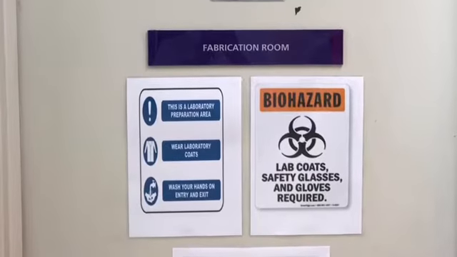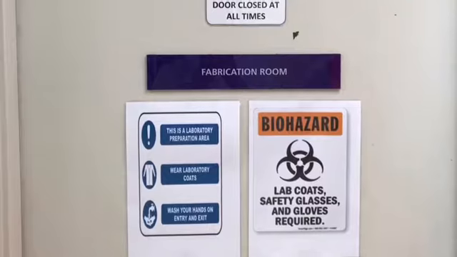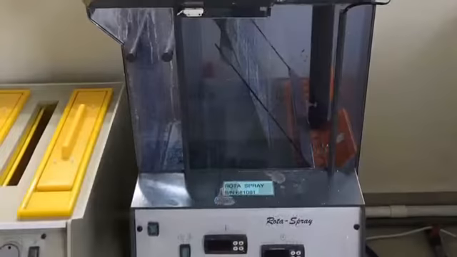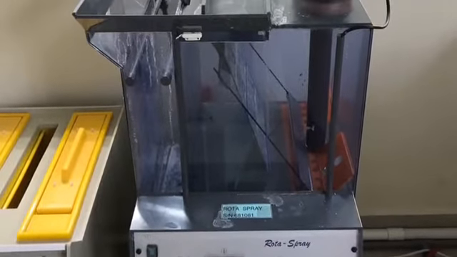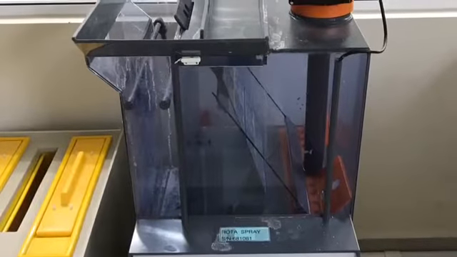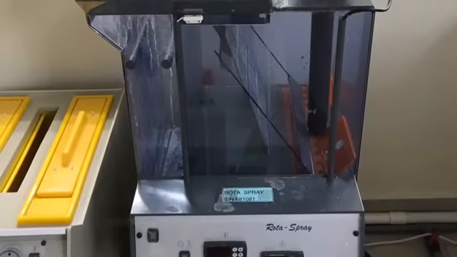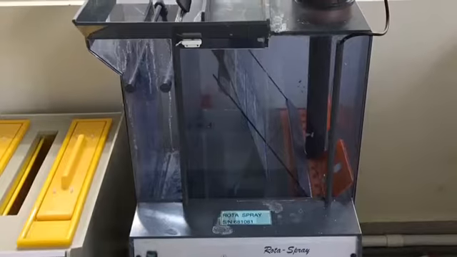Next, we need to enter the fabrication room for the next process. This is the Rota Spray Developer. The unexposed photoresist is removed chemically using this developer, leaving the layout in photoresist on the copper.